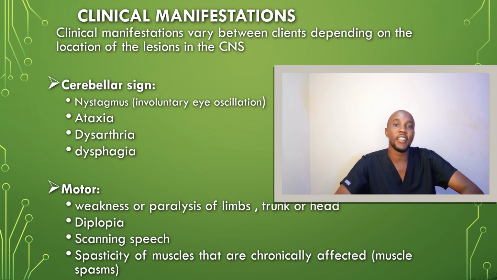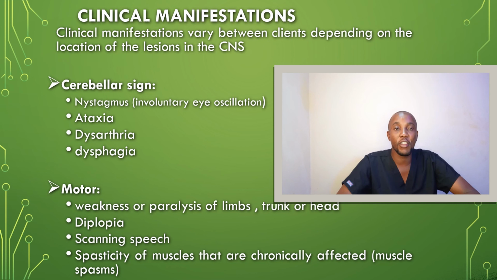What are some of the clinical manifestations of the disease? Clinical manifestations vary between clients. They vary from person to person, depending on the location of the lesions in the central nervous system. We have cerebellar signs. A patient might exhibit nystagmus, that is involuntary oscillation of the eyes. A patient can also present with ataxia, dysarthria, or dysphagia. Dysphagia is difficulty swallowing.